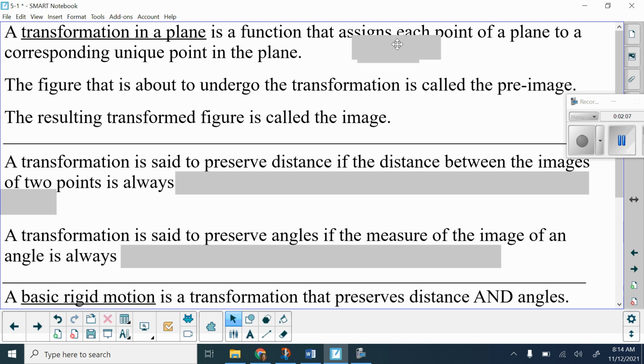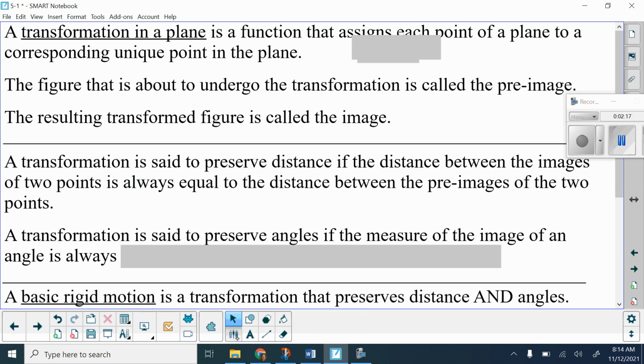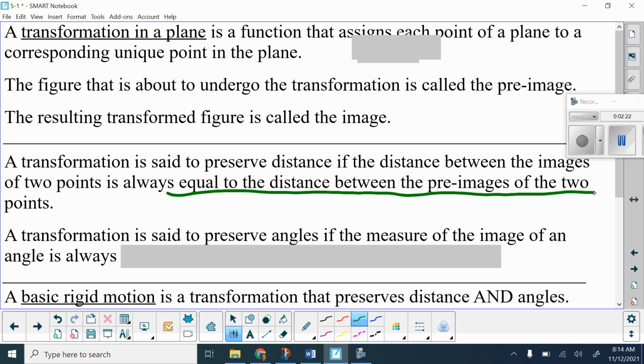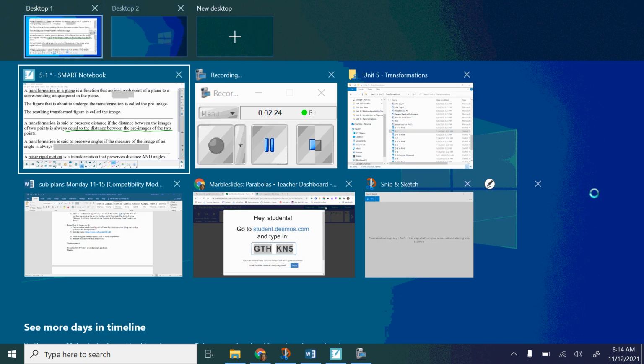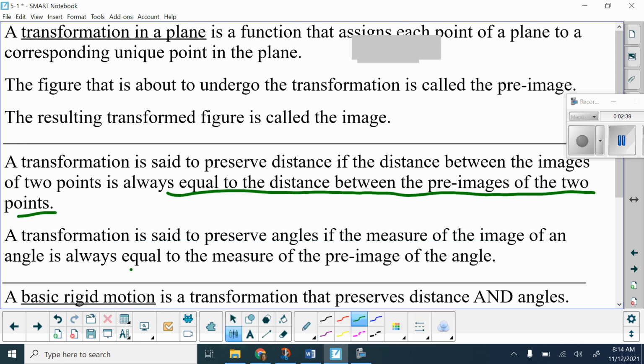A transformation is said to preserve distance if the distance between the images of 2 points is always equal to the distance between the pre-images of the 2 points. A transformation is said to preserve angles if the measure of the image of an angle is always equal to the measure of the pre-image of the angle.